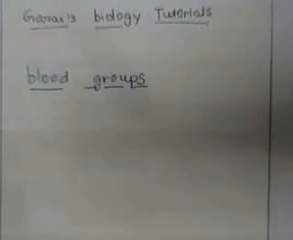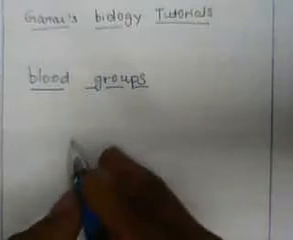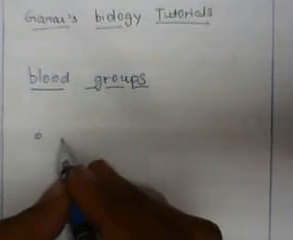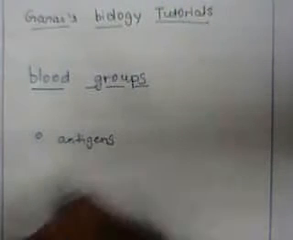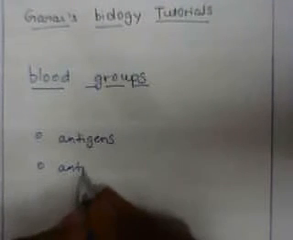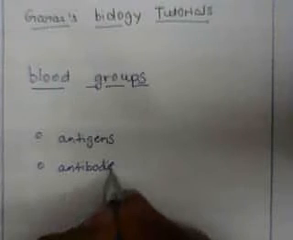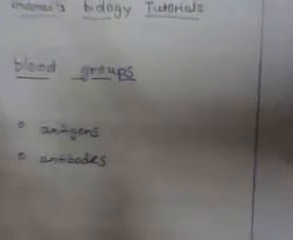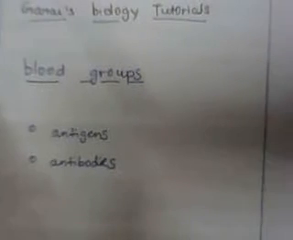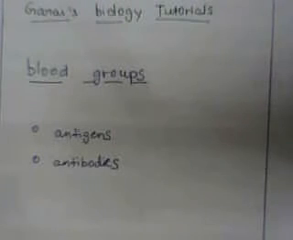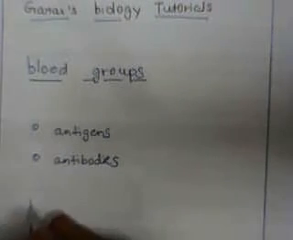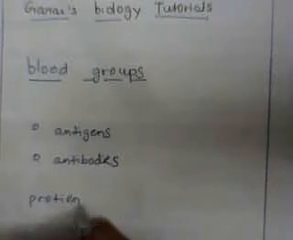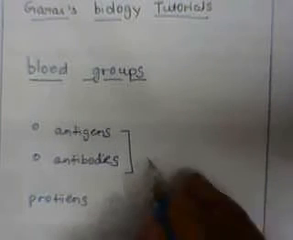So what really are blood groups? Now, there are two types of things that we need to know. One is antigens, and then we have antibodies. So what are these antigens and antibodies? These are nothing but proteins. These are all proteins.